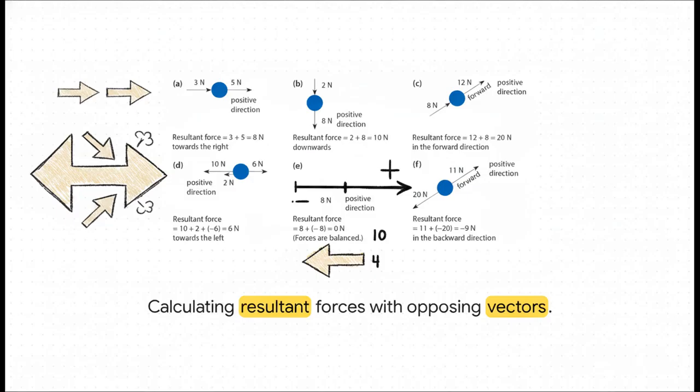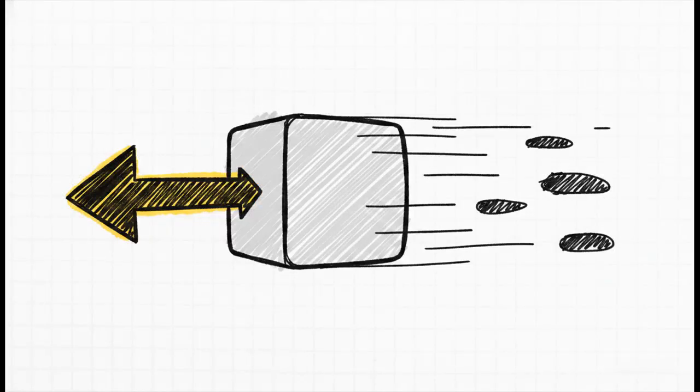But if you have 10 newtons pulling left and 6 newtons pulling right, they're fighting each other. So if we assigned right as positive and left as negative, you've got a positive 6 plus a negative 10. That leaves you with a resultant force of negative 4 newtons, which just means a net force of 4 newtons to the left.